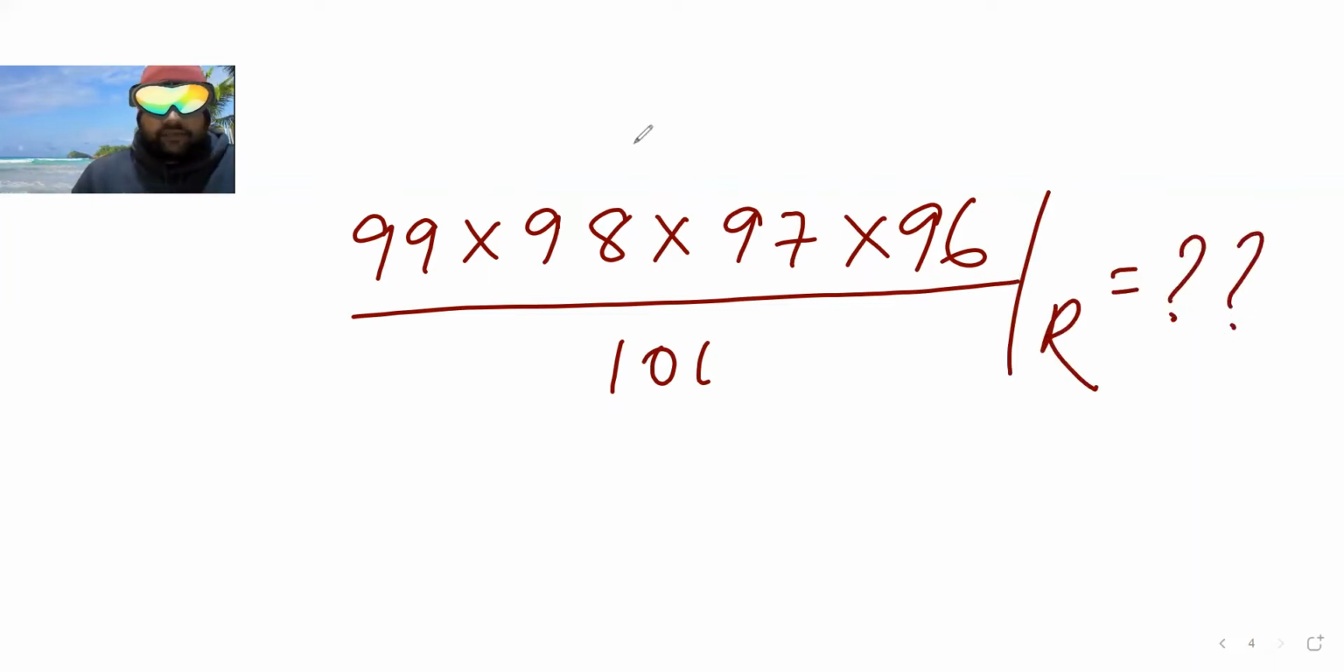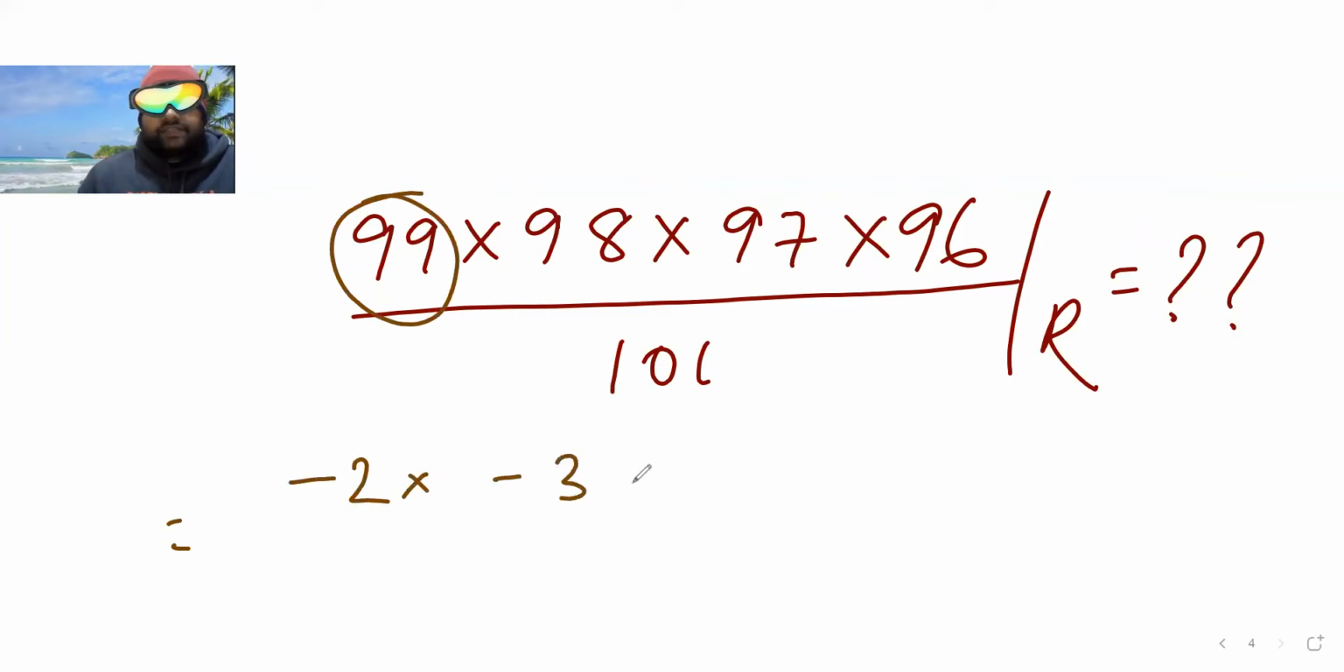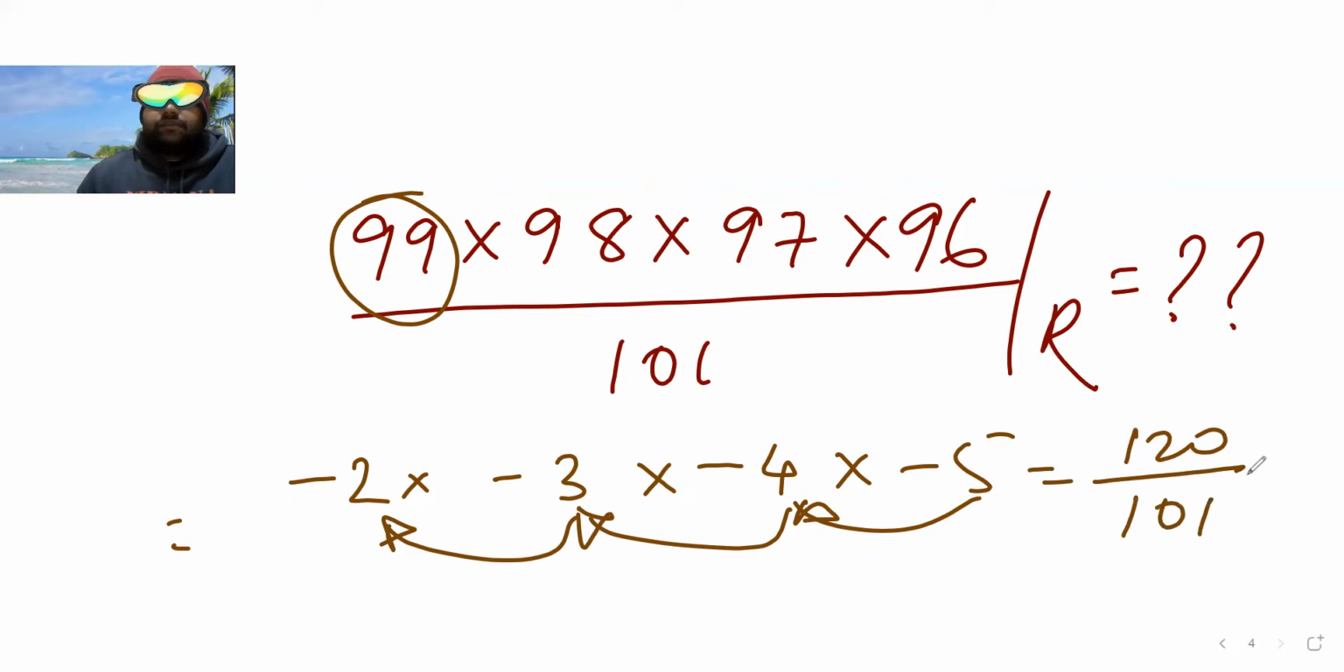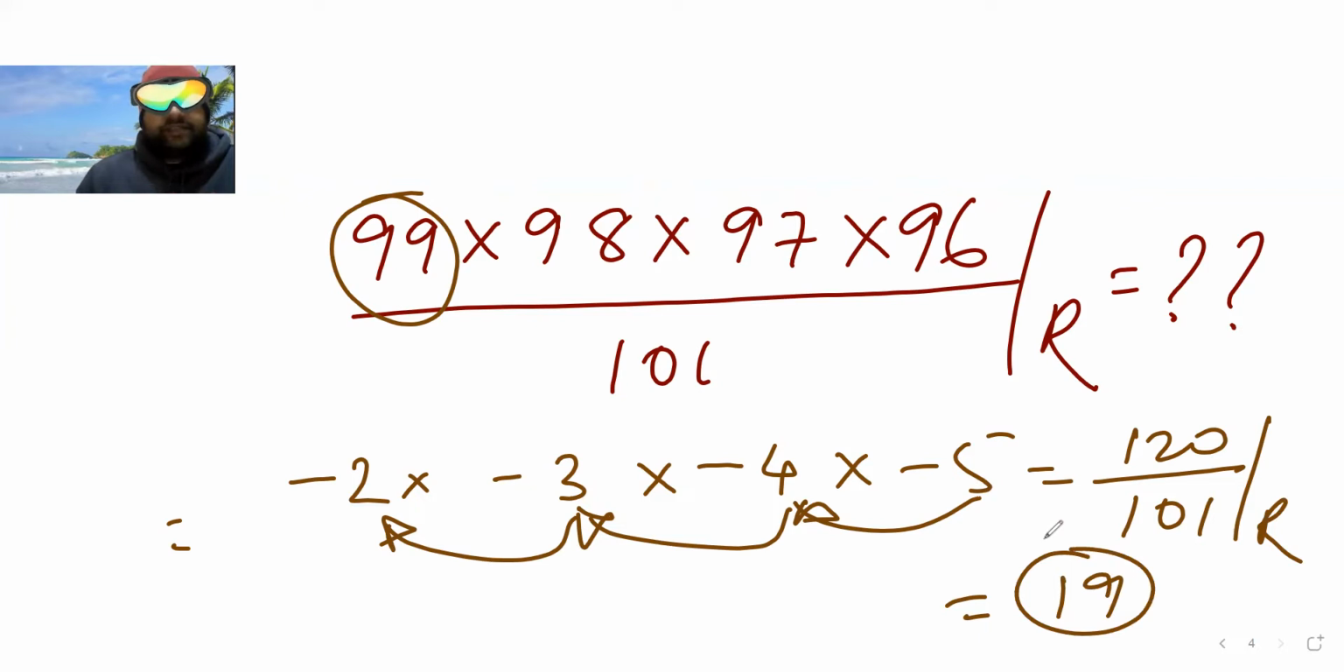So if I use negative remainders in this particular case, I can very easily get the answer, right? Here it will be minus 2. Here it will be minus 3. Here it will be minus 4. Here it will be minus 5. So basically I get 120, since 2 into 3 is 6, 6 into 4 is 24, and 24 into 5 is 120. So I get 120 divided by 101. My remainder is 19. That's how easy it becomes when I use negative remainders.